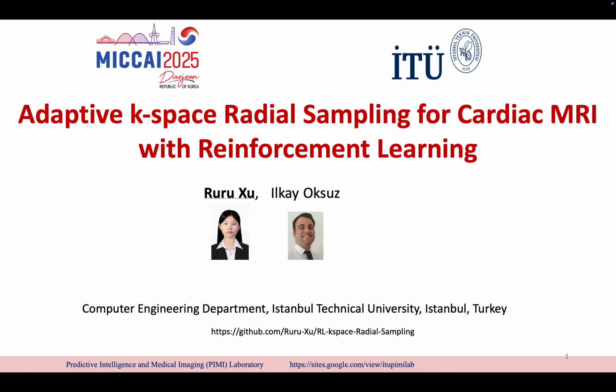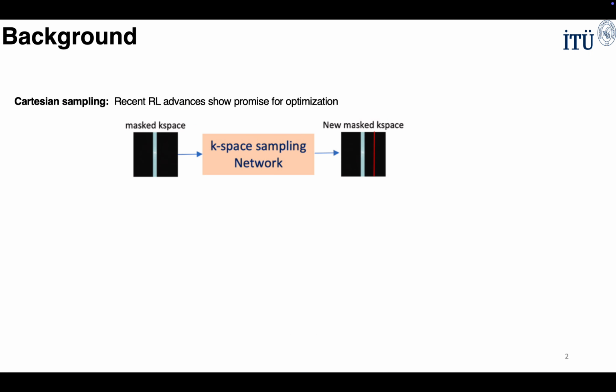Hello everyone. Today I will present our work, Adaptive Cache-based Radial Sampling for Cardiac MRI with Reinforcement Learning. Cardiac sampling has seen significant advances, with recent reinforcement learning approaches showing promise for optimization.